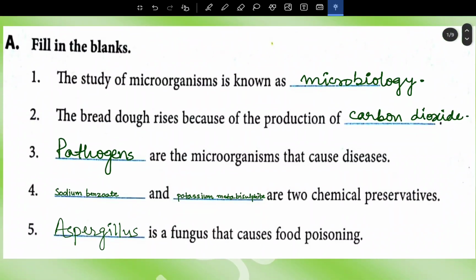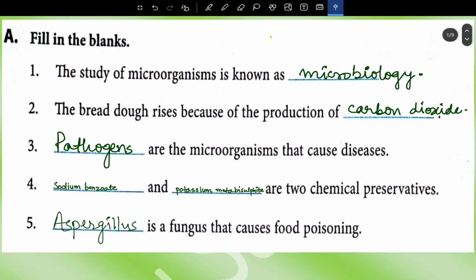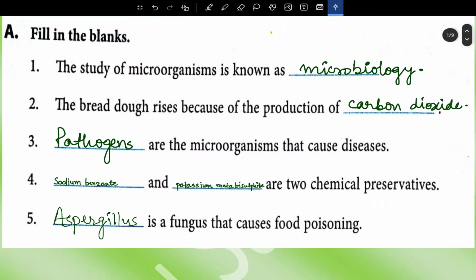Fill in the blanks. Dear learner, the purpose of reading out is so that you can hear it as a podcast. When you're not able to see, you can hear it while traveling or anywhere. So, fill in the blanks.